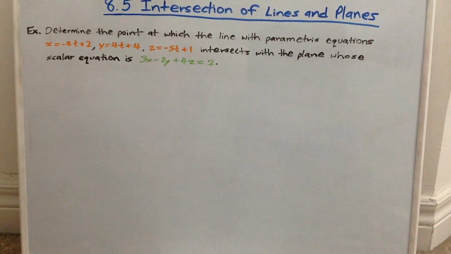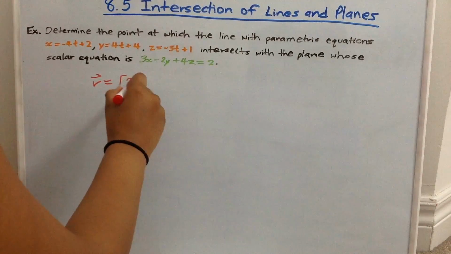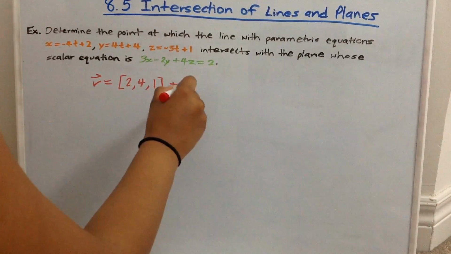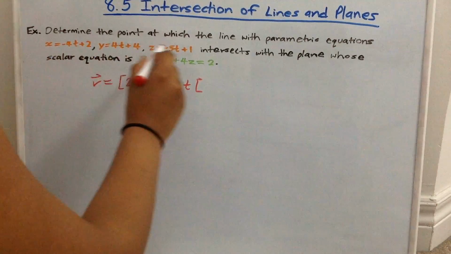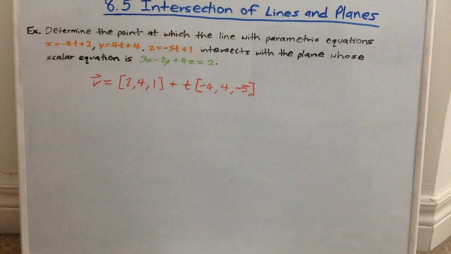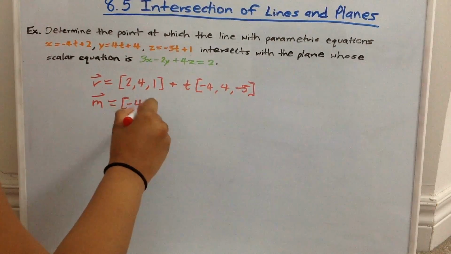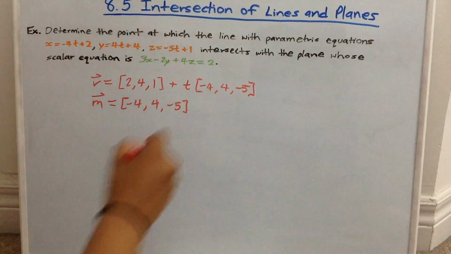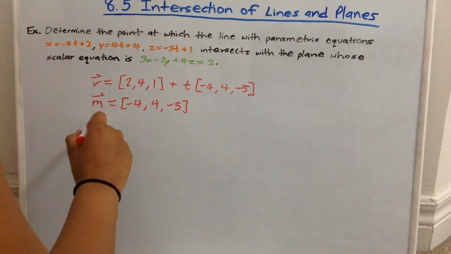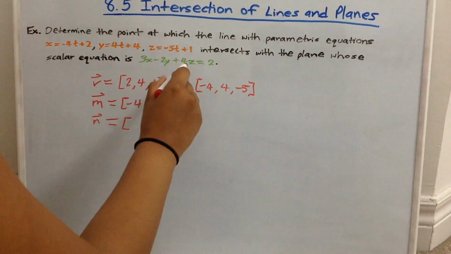Now, if we wanted to find out if the line intersects the plane without solving, we can write the vector equation r equals 2, 4, 1 plus t, negative 4, 4, and negative 5. From this, we can see that the direction vector is m equals negative 4, 4, and negative 5, and the normal vector of the plane is n equals 3, negative 2, and 4.